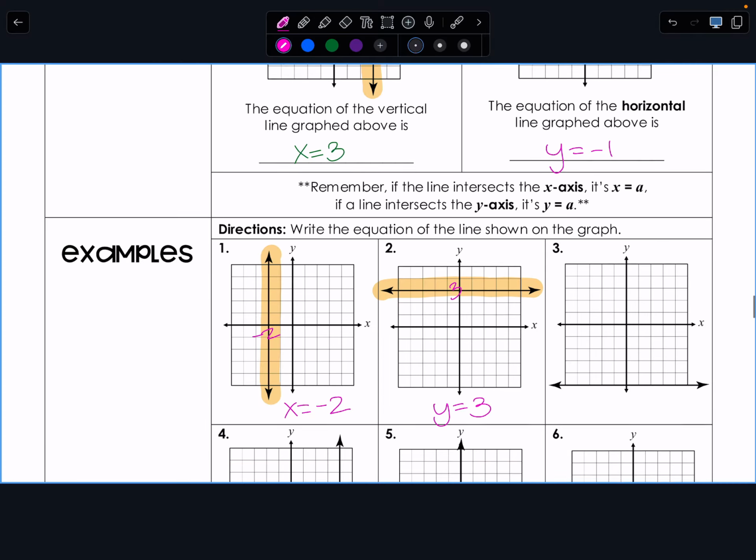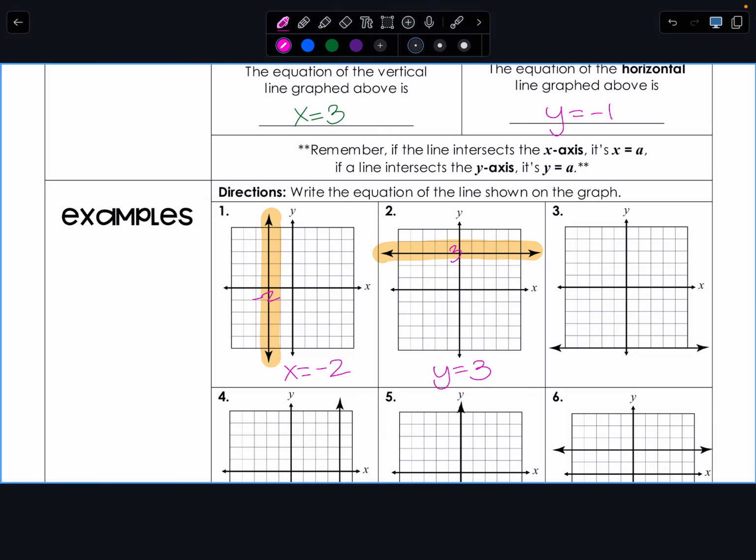Any equation that is y equals something is parallel to the x-axis, which the x-axis is here, right? Anything that is of the form x equals something is parallel to the y-axis.